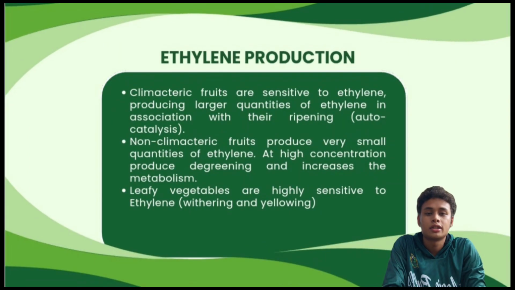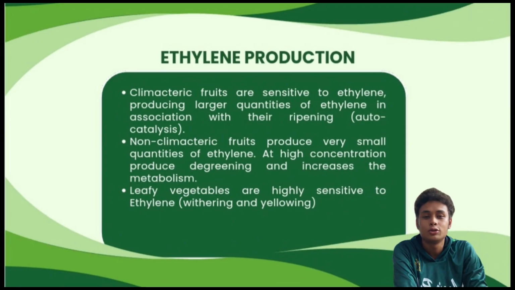Next is ethylene production. Ethylene is a natural plant hormone that regulates ripening. Climacteric fruits like bananas and mangoes produce large amounts of ethylene during ripening. Murag self-accelerating ilang process once it starts, it speeds up. On the other hand, non-climacteric fruits produce very little ethylene. However, too much ethylene can cause problems like over-ripening, faster softening, and shorter shelf life.